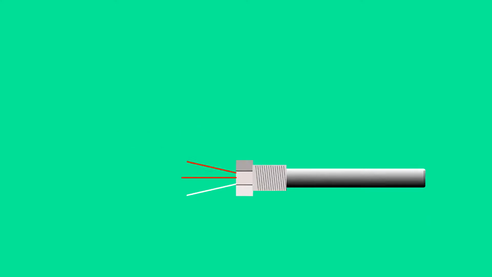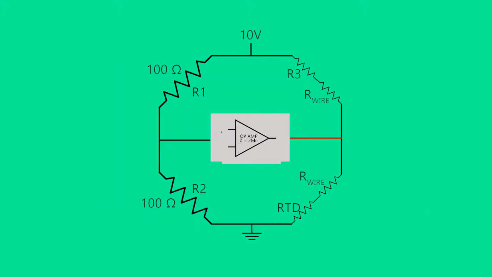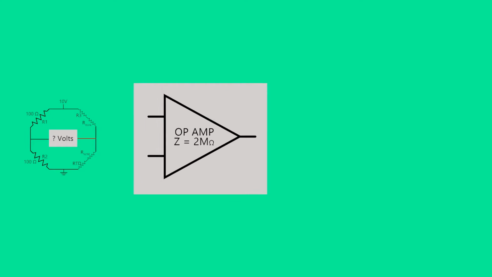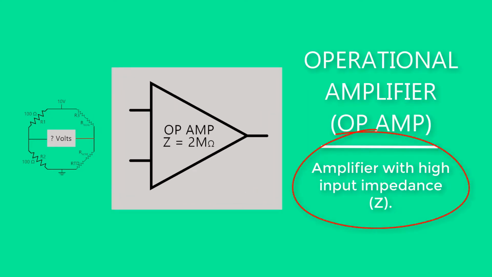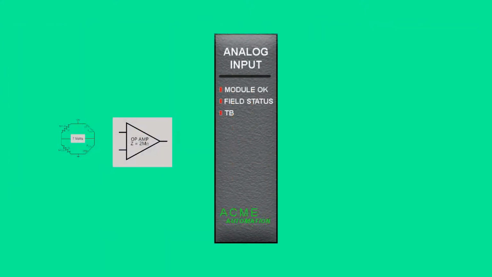When the RTD is connected to a PLC, it completes a bridge circuit in the analog input module. In the analog input module of the PLC, the bridge voltage is used to supply a high impedance operational amplifier, called an op-amp. The high impedance of the op-amp results in no loading effect on the bridge circuit. The op-amp voltage is used by an analog to digital converter in the analog input module to convert the voltage into a corresponding digital value.